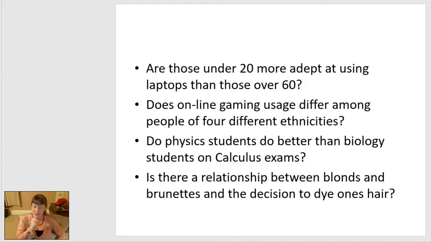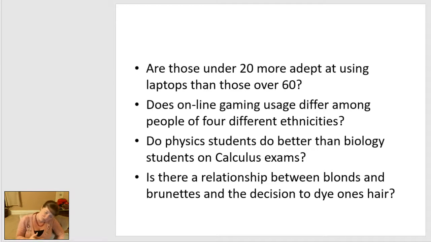And so how about this next one? Does online gaming usage differ among people of 4 different ethnicities? All right, well, I've got 4 groups, right? So 4 different ethnicities on one categorical variable. The one categorical variable is ethnicity, 4 different possible outcomes, 4 different groups. And now I have online gaming usage.